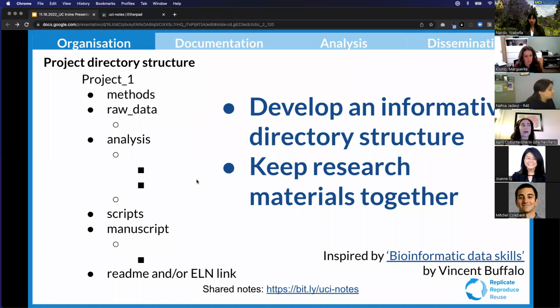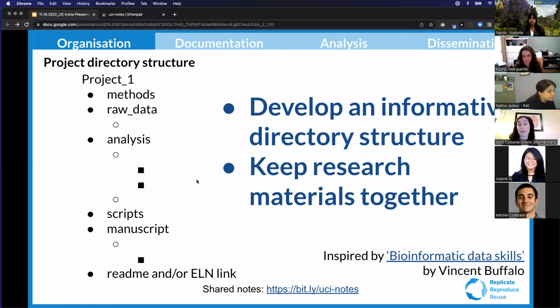This is just one example of what a project directory structure could look like. It really helps to keep your research materials together as much as possible in subdirectories like this. Because if you create the structure from the beginning, then as you're doing the work, it's just a matter of saving things in the appropriate place, which means finding them later is much, much easier.